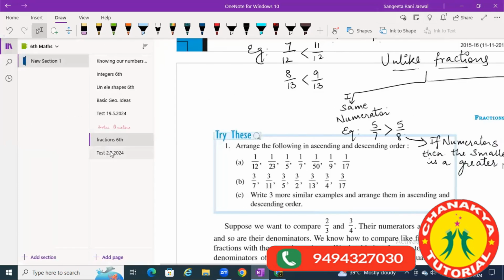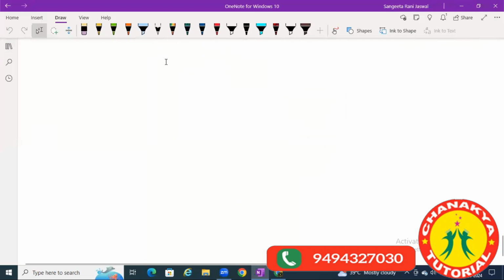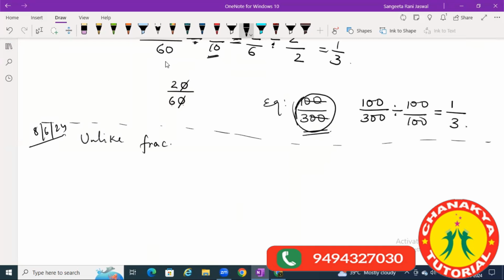Okay, I'm changing the page. So for like fractions and now different numerators. This is unlike fraction with different denominator. Okay, let's discuss now. I'll explain to you, listen very carefully. How do we convert it to like fraction? Unlike fractions with different numerators.